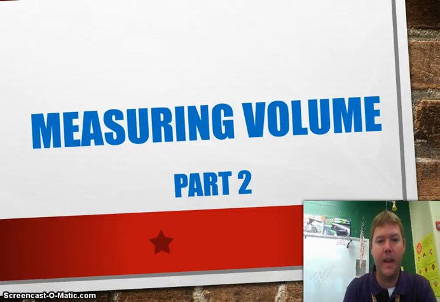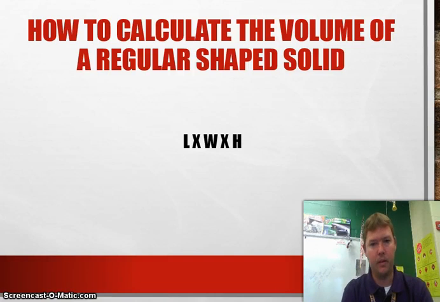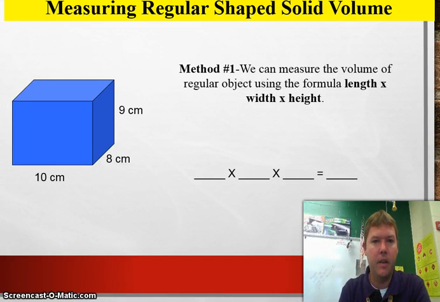We're back again, measuring volume part 2. How do you calculate the volume of a regular shaped solid? Things like a box, something with a length, a width, and a height? Very simple. This equation that you see on the screen: length times width times height. Measuring the regular shaped solid is very simple. We simply remember this formula right here, length times width times height.